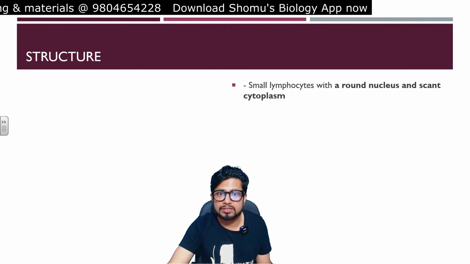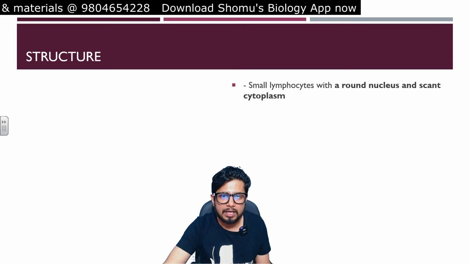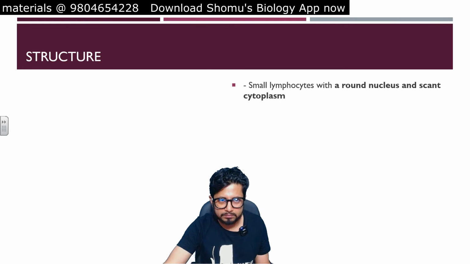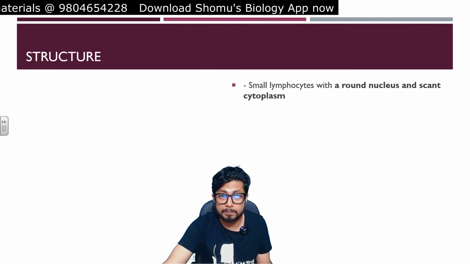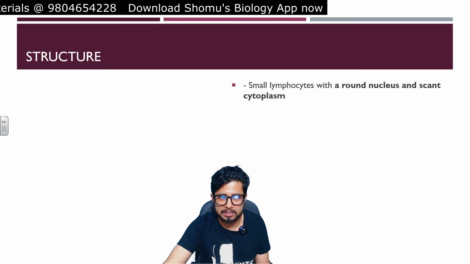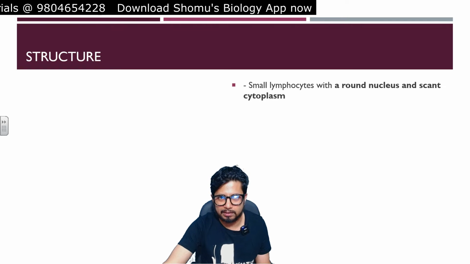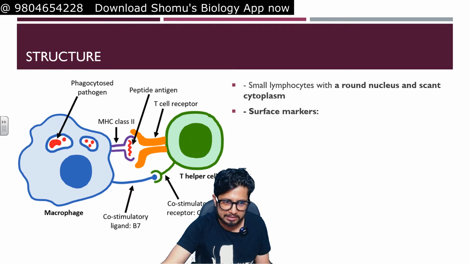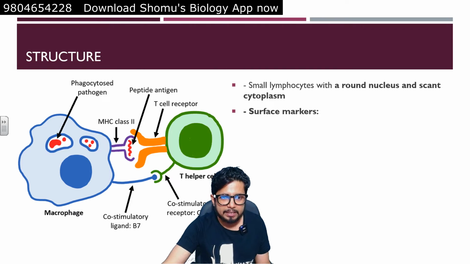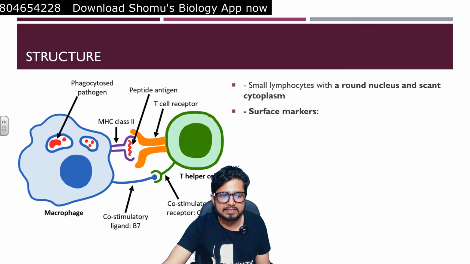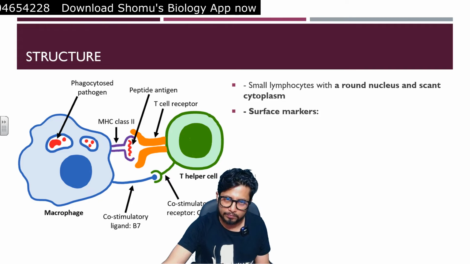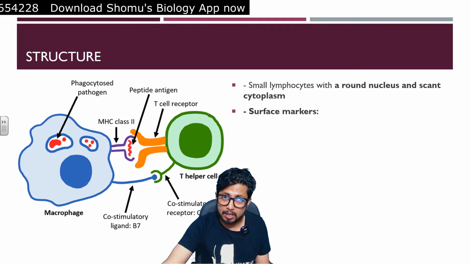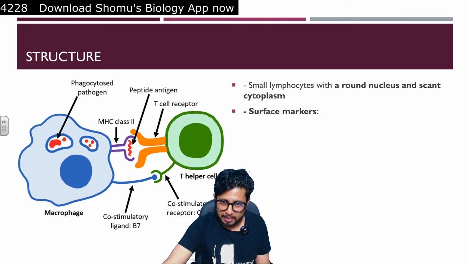Let's look at the structure of the T cell. They are very small lymphocytes, smaller than the B cells, and obviously smaller than the plasma cells. They have a round nucleus and scant cytoplasm. Round nucleus, that is the T cell. This is the macrophage. Remember, you can see the cytoplasm in the T cell is less than in the macrophage, and the nucleus is round and big in the T helper cell.